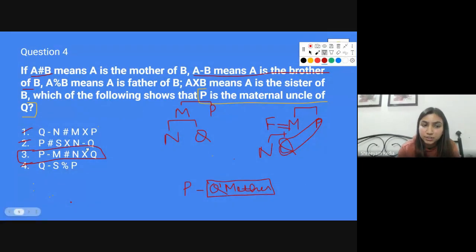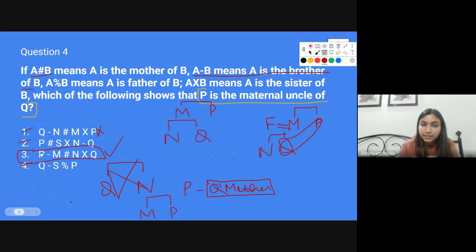Now if you try the other 3 options, let's do one of these, which is Q minus N. Q minus N means Q is the brother of N. Then N hashtag M means N is the mother of M, and M X P means M is the sister of P. So M is the sister of P. Does this show that P is the maternal uncle of Q? Of course not. In fact, it shows the opposite. So this option is wrong. Similarly, if you try all these options, you would see that the third option is right.